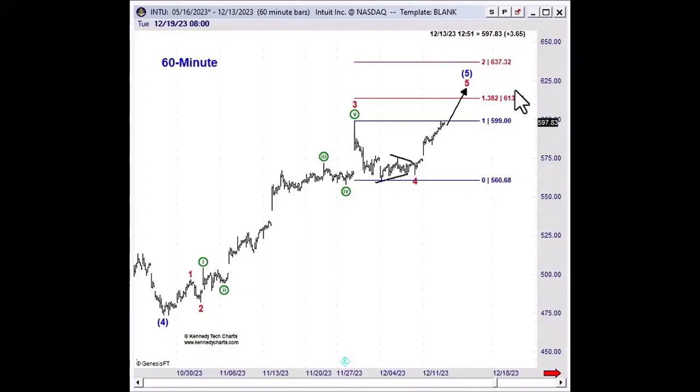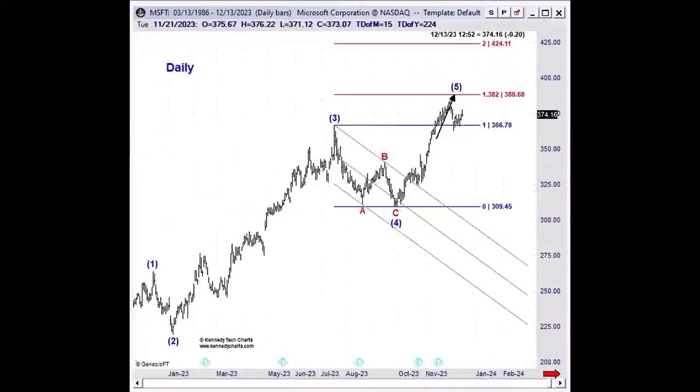So once we do achieve the Fibonacci objective here of 613.64, then that basically tells you you're very mature within the progression of a 5-wave move up from the October low here, and that we don't have much more to go. In other words, the party's almost over.